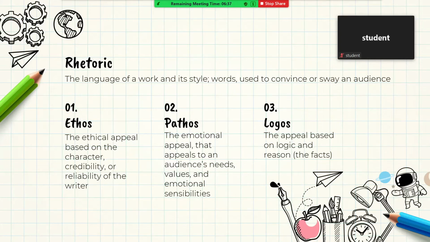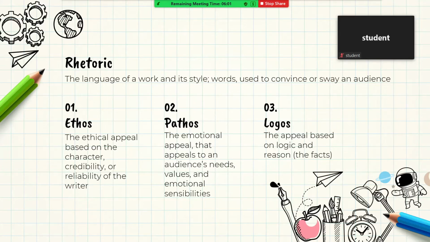So, with ethos, ethos is the ethical appeal based on the character's credibility or the reliability of the writer. So, ethos, this rhetorical device is primarily targeting the writer of the document. So if I am doing a paper and I'm using a research study for the basis of it, even though the research study is the meat of the paper, I'm not attacking, that's a wrong word. I'm targeting or analyzing the author of the document.